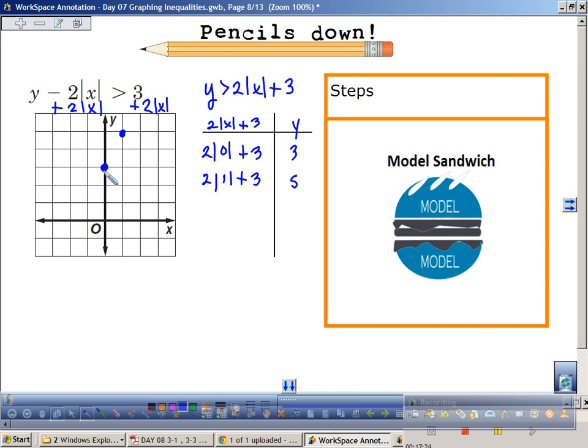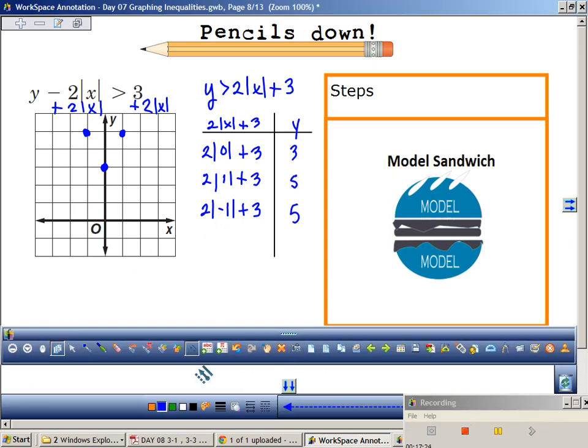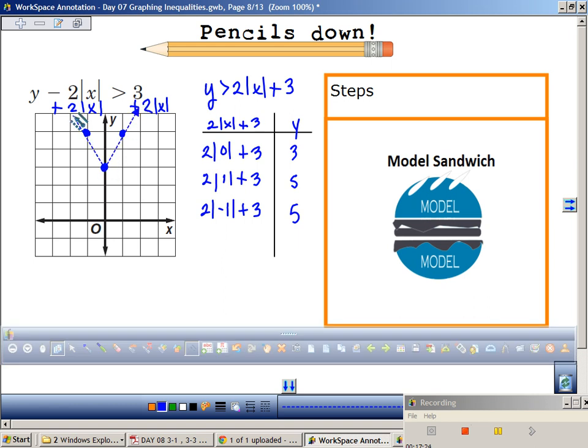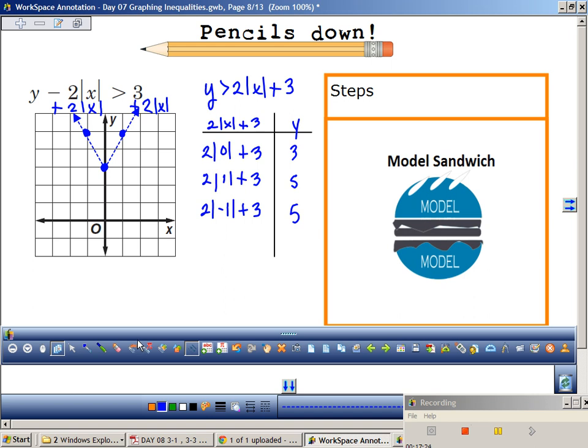And so I know that usually graphs, absolute values are symmetrical, right? So if I tested that one, I'm going to test that one right there. Negative 1, the absolute value of negative 1 is positive 1. 1 times 2 is 2, plus 3 is 5. Is this going to be solid or dashed? Dashed. But I have to change this because I'm going in one direction this way and one direction this way. Now I just have to consider where, those are my boundary lines. Now I just have to shade.